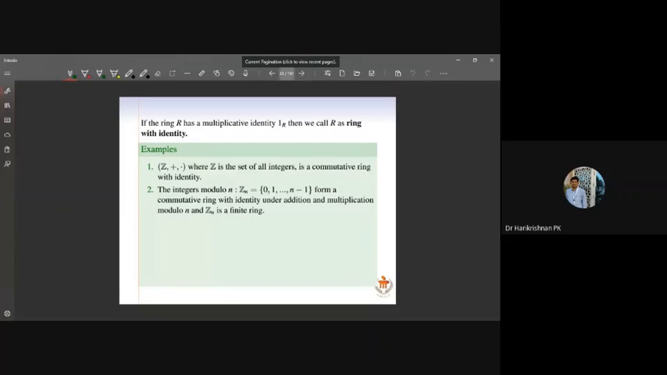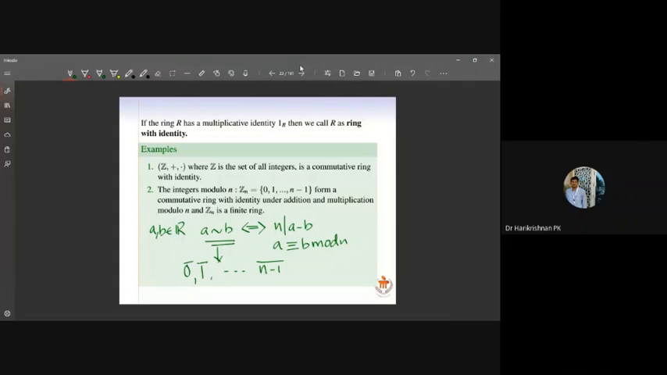Another example, you might have studied this concept, that is integer modulo n. Integer modulo n means what? How does it come? If you take any two integers, you can define a relation A is related to B if and only if n divides A minus B. That means A is congruent to B mod n. Then you can easily verify that this is an equivalence relation. From this, you can find the equivalence classes: the class containing 0, the class containing 1, and so on up to the class containing n minus 1. I am denoting them by 0, 1, etc., n minus 1.